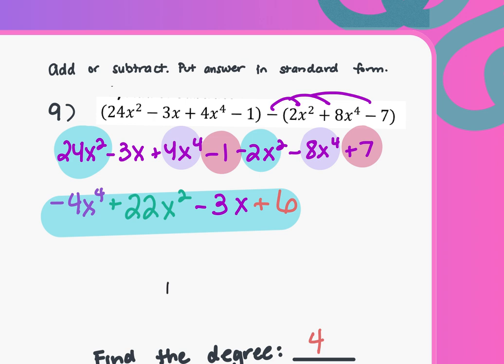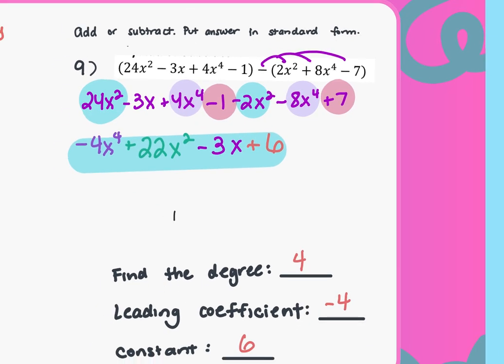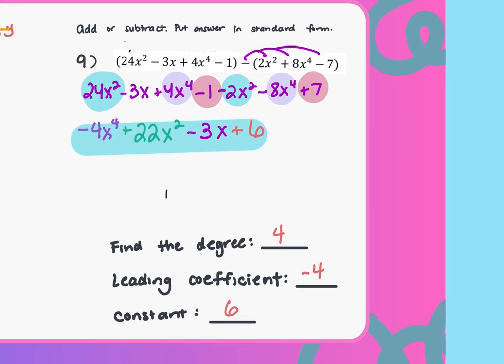Negative 3x to the first was the only x to the first, and negative 1 and positive 7 becomes positive 6. Now, the easy part is identifying the bottom if you know the vocab, so just make sure you understand it. The degree is the highest exponent. The highest exponent is to the fourth. The leading coefficient is the number on the front of that exponent, which is the negative 4. The negative has to be part of it. And the constant is the number that doesn't have a variable, which is positive 6. Watch your signs there. If that was a minus 6, it would be negative 6.